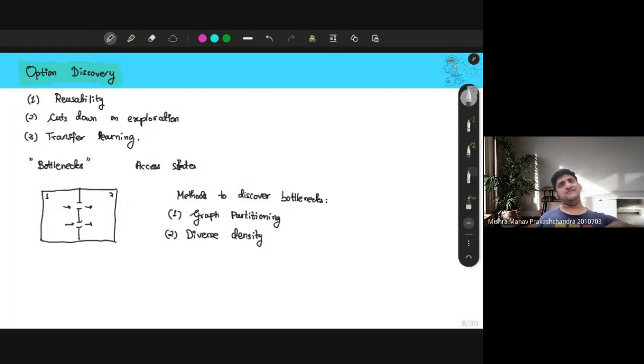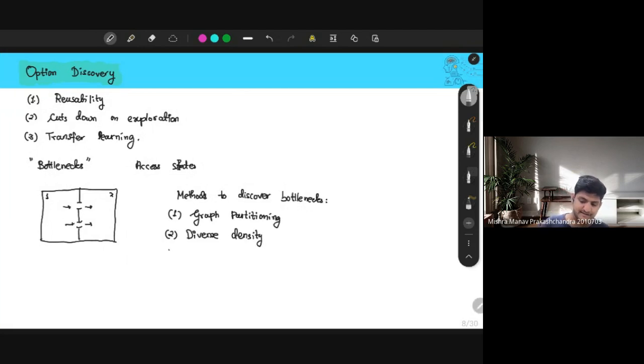If you were to pass through the door for a successful trajectory, the state which is passing through the doorway needs to be present in the trajectory. Afterwards, it might fail. Once it enters room two, it may be possible it didn't reach the goal, but the presence of these bottleneck states in the successful trajectories would be disproportionately larger than in the failure cases. So this is another method, the diverse density method, to discover good options.